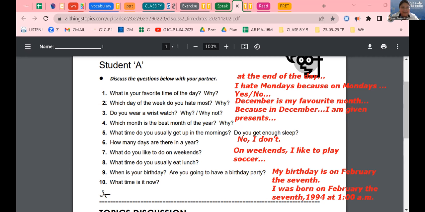Okay, let's see. Dora, which day of the week do you hate most? Why? Monday. The one that you hate, el que no le gusta. Oh, you don't like that day because there's traffic, because you have to get up early, because you have a lot of work that day, porque tiene mucho trabajo ese día. So which is the day that you hate the most?